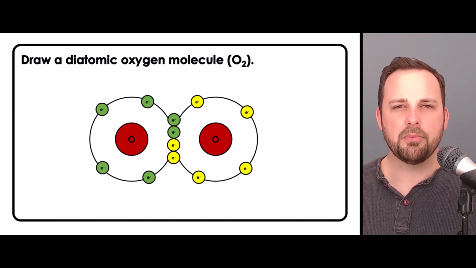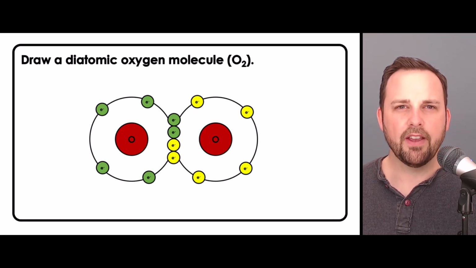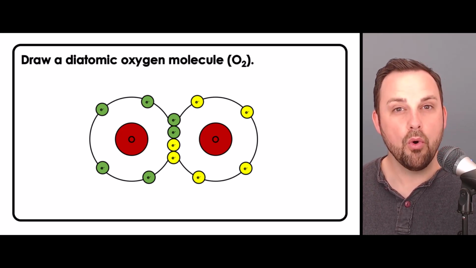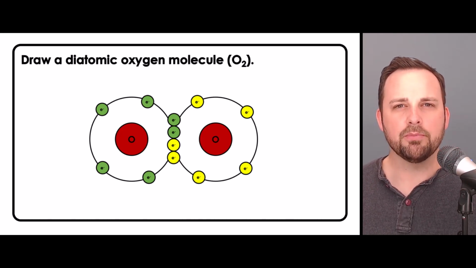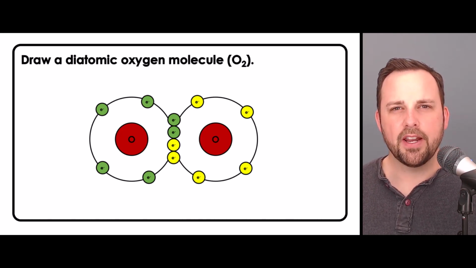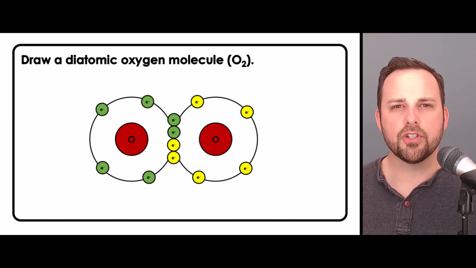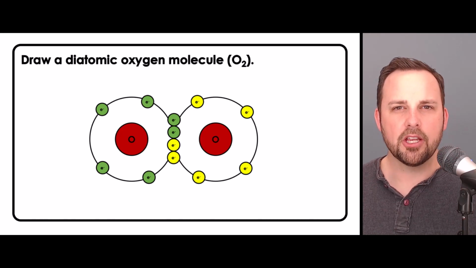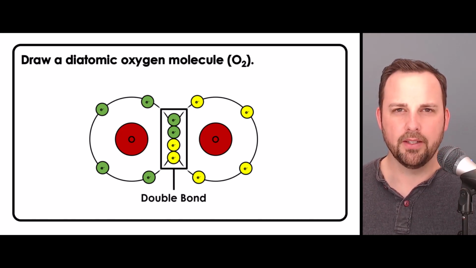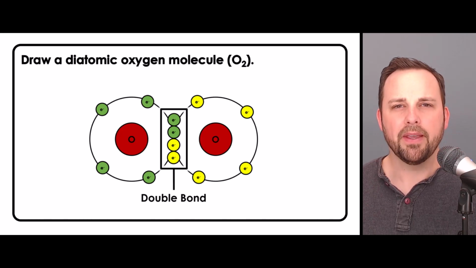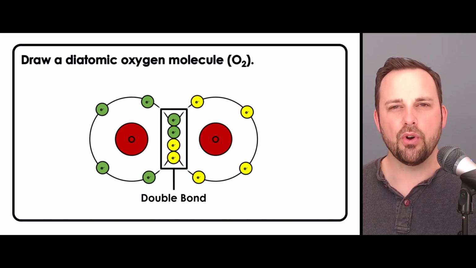The oxygen atom on the left has 6 total valence shell electrons plus 2 more that it's sharing from the other atom to bring it to 8 total. And the oxygen atom on the right is doing the same thing. It has 6 valence shell electrons of its own, plus it's borrowing 2 more from the other atom to make it 8 total in its valence shell. And this is what we call a double covalent bond. It's called a double covalent bond because each atom is sharing 2 of its own electrons. In other words, you can think of it as being 2 shared pairs of electrons.